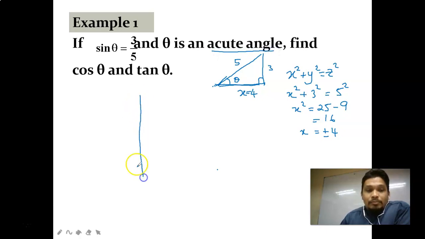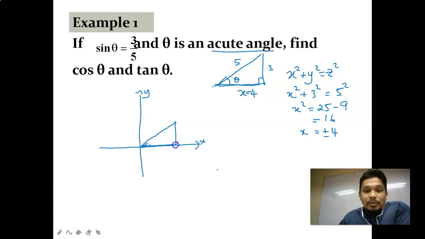So, x and also y axis. Then sine theta equals 3/5. So just imagine that we have 3 here, from the origin point. Then theta equals 3 and 5. So we have calculated this just now, and this is equal to 4.